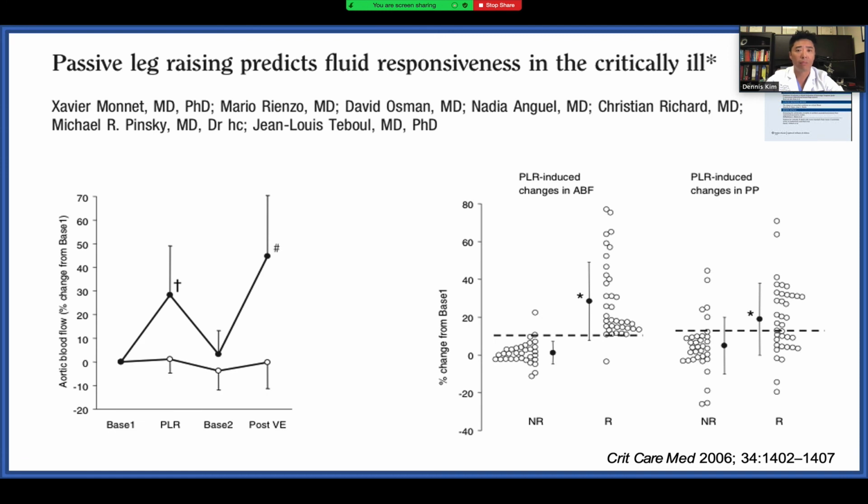And this has been shown in several studies, most of which are single center and involve primarily medical critical care patients, to predict fluid responsiveness in critically ill patients.